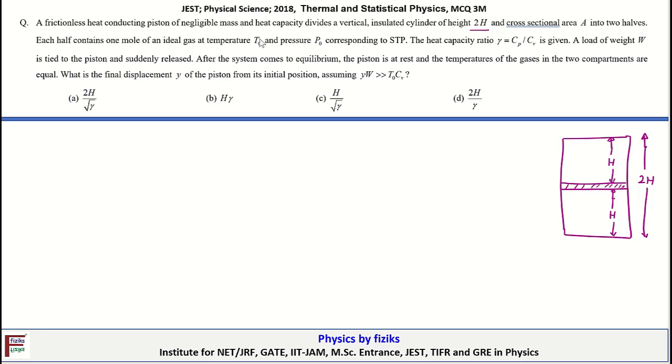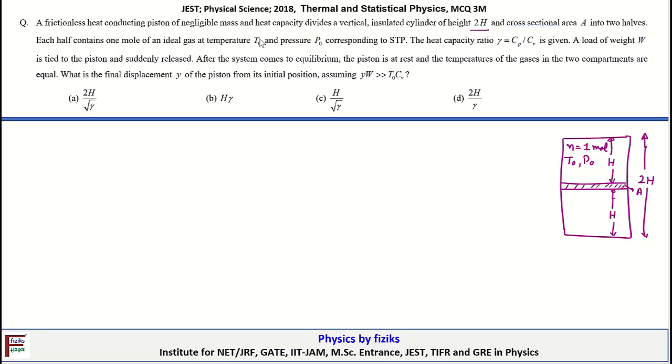We can assume the cross sectional area of the piston to be equal to A. That's the cross sectional area. Now further let's see what is given to us. Each half contains 1 mole of an ideal gas at temperature T naught. So here it's given that n is equal to 1 mole, and the initial temperature is T naught and pressure P naught corresponding to STP, standard temperature and pressure condition. The heat capacity ratio gamma is equal to Cp by Cv, that is given.